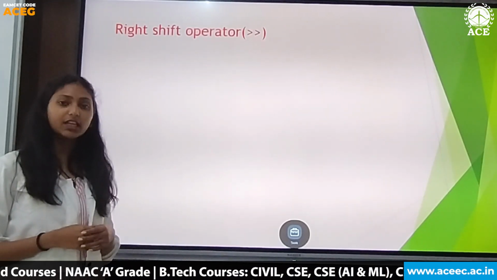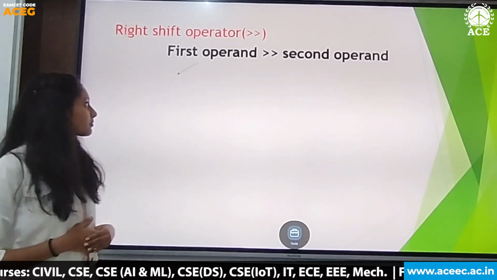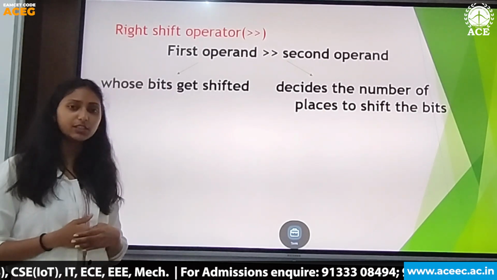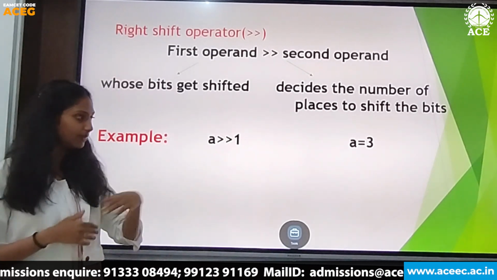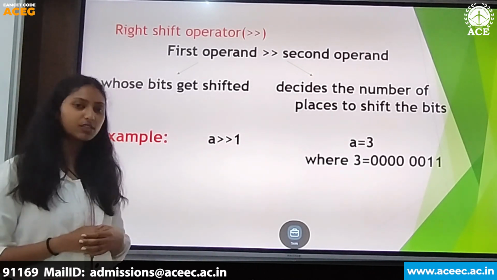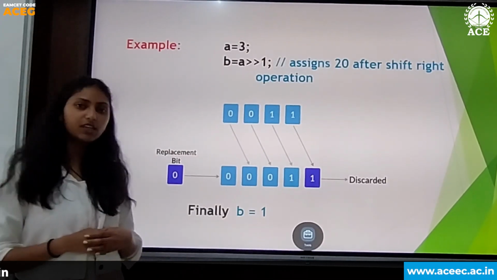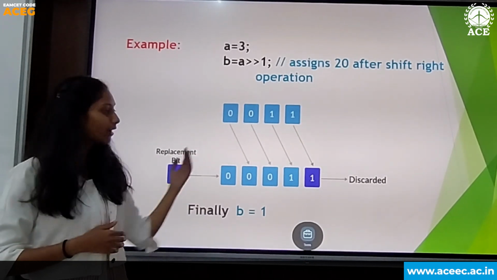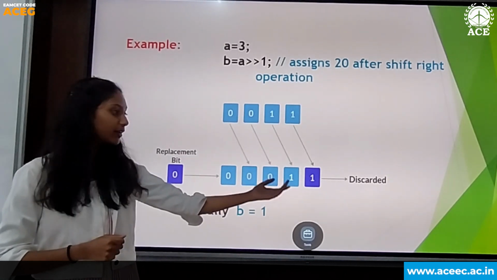Right shift operator. It shifts the bits to the right side. First operand, right shift, second operand. The first operand is the number and the second operand is the number of bits to shift to the right side. Let us consider an example. A >> 1, where A = 3. The binary representation of 3 is 0011, and it shifts the bits to the right side, the empty space is filled with 0 and the rightmost bit is discarded.